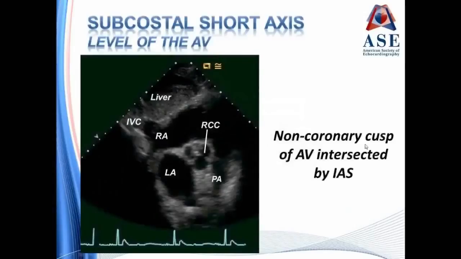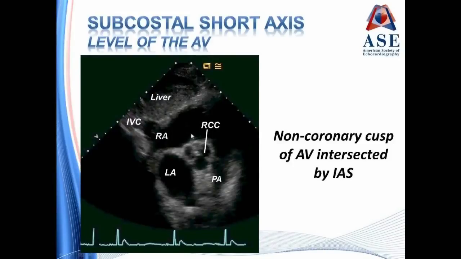A short axis view of the aortic valve can also be obtained from the subcostal view. Remember that the non-coronary cusp is intersected by the intraatrial septum, making this the non-coronary cusp. And the right coronary cusp is the most anterior structure in the most anterior cusp. In this view, how do I tell what's anterior? Well, the pulmonary artery is the most anterior structure in the heart. So the right coronary cusp is next to the pulmonary artery, leaving this to be the left coronary cusp.